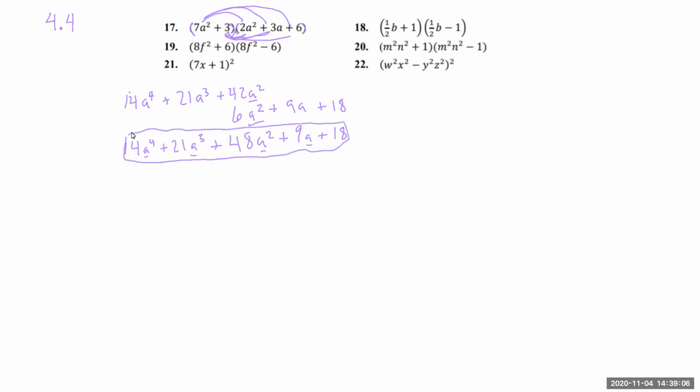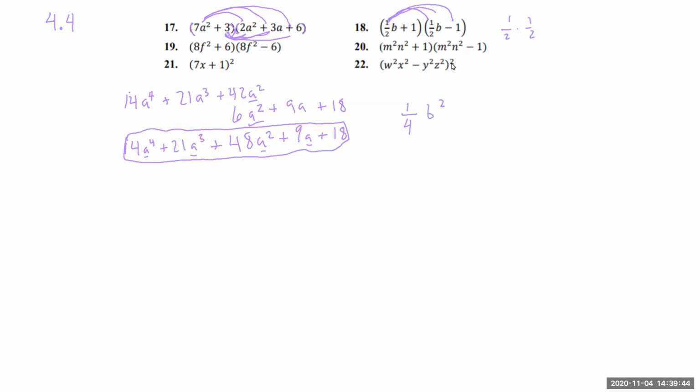Okay, so then going on to 18, we have 1/2 b plus 1 and then 1/2 b minus 1. When we do this, we're going to be distributing again. So we take the first term and distribute it into both of the other terms. 1/2 times 1/2 is going to give us 1/4. Remember that we multiply straight across whenever we multiply fractions. And then we multiply the b's together, which is just b squared.